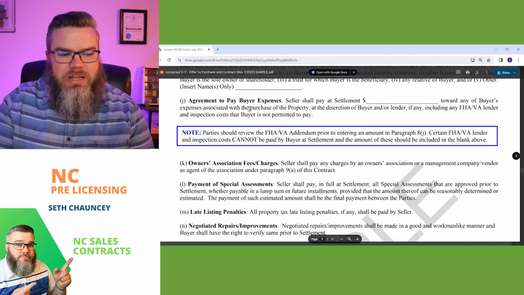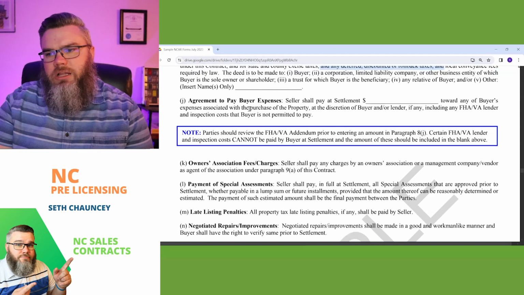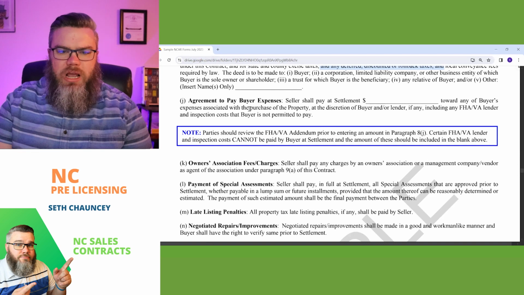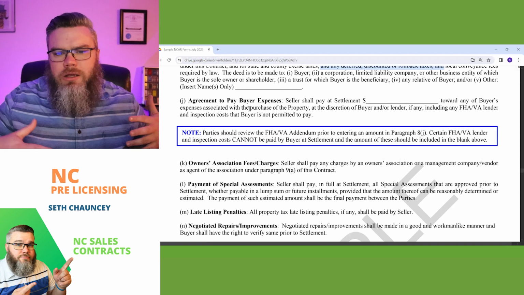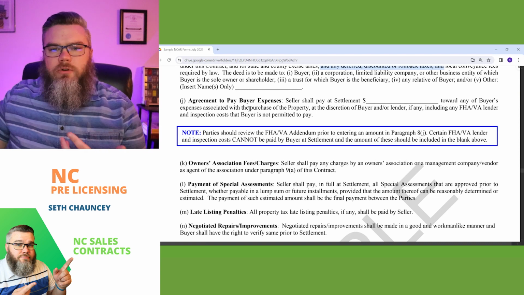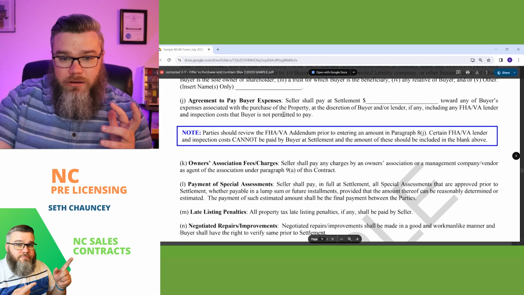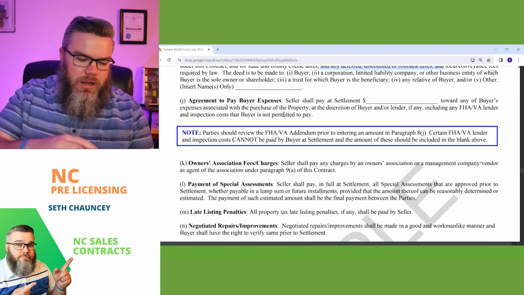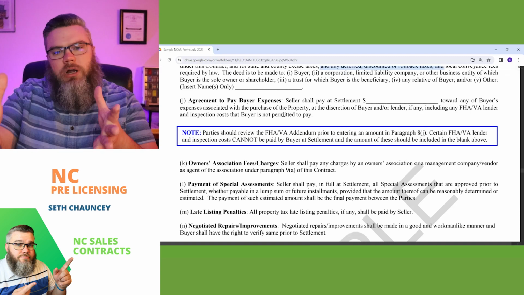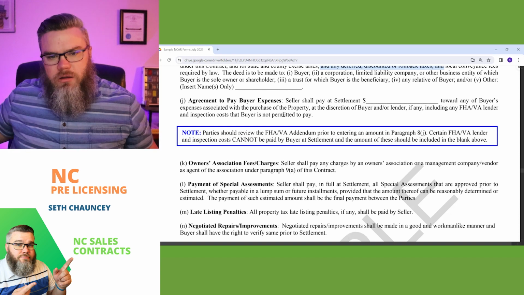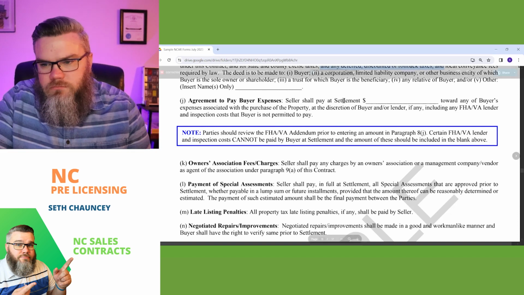Agreement to pay buyer expenses. This is where we are dealing with a negotiation where the buyer says, I want you to pay $2,000 of my closing costs or whatever it may be. We can negotiate that on here. That would be a seller debit, buyer credit, right? We're taking money from the seller, giving it to the buyer because we've agreed to this.